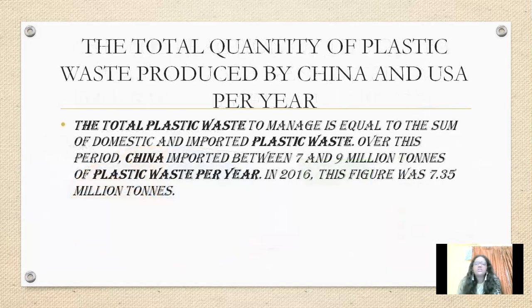The total quantity of plastic waste produced by China and USA per year. The total plastic waste to manage is equal to the sum of domestic and imported plastic waste over this period. China imported between 7 and 9 million tons of plastic waste per year. In 2016, this figure was 7.35 million tons.